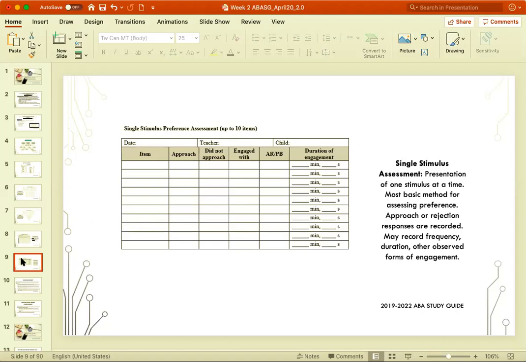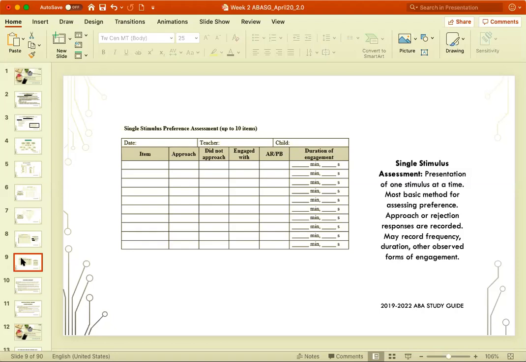Single stimulus, I've heard of this called go, no go, where they either go to it or they don't go to it. You just present one item at a time. Do they approach it? Do they not approach it? This is good if you have a very early learner who doesn't have scanning and selecting skills, who may have a hard time with making choices or removal of items, maybe don't have things like babbling or pointing.